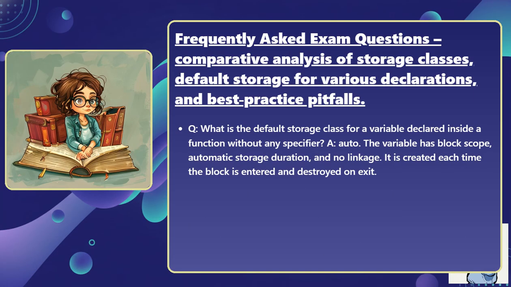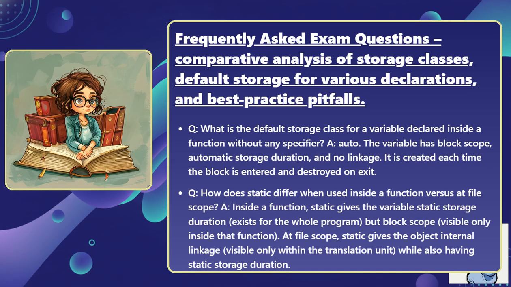Question: what is the default storage class for a variable declared inside a function without any specifier? Answer: auto. The variable has block scope, automatic storage duration, and no linkage. It is created each time the block is entered and destroyed on exit. Question: how does static differ when used inside a function versus at file scope? Answer: inside a function, static gives the variable static storage duration, it exists for the whole program, but has block scope, visible only inside that function. At file scope, static gives the object internal linkage, visible only within the translation unit, while also having static storage duration.